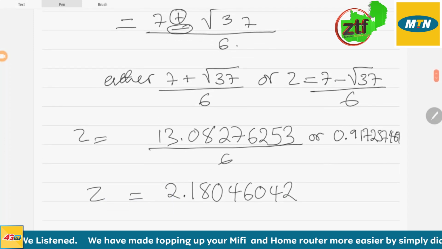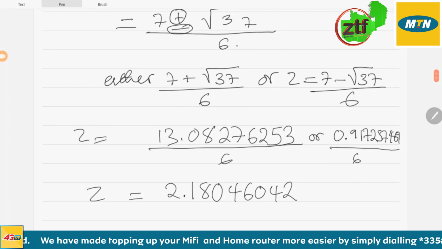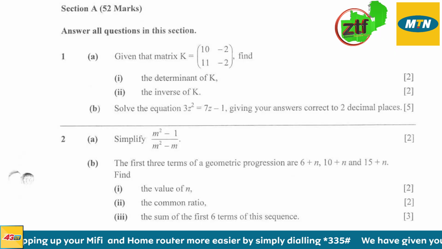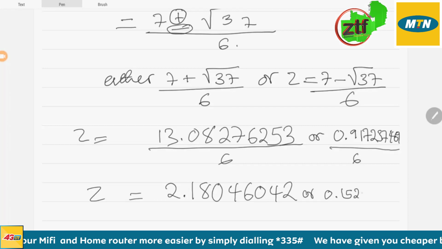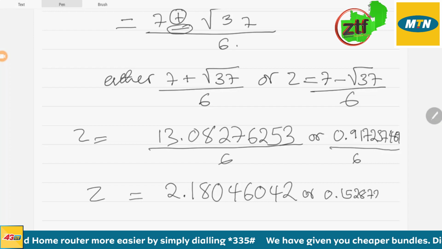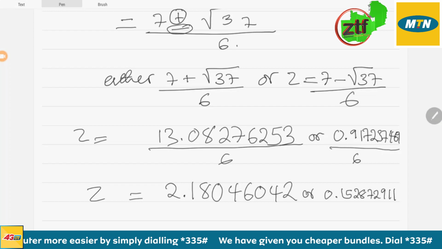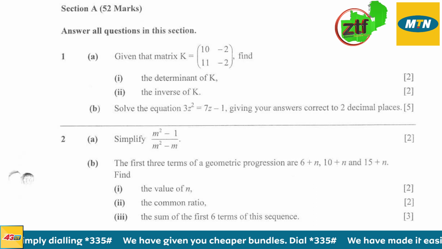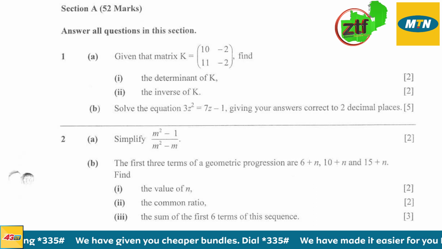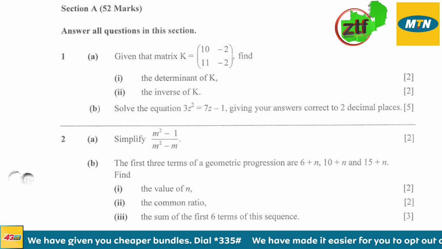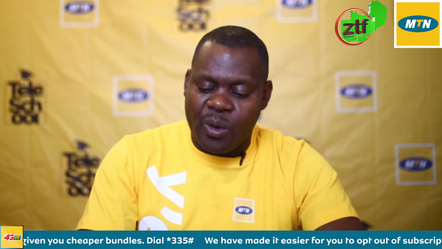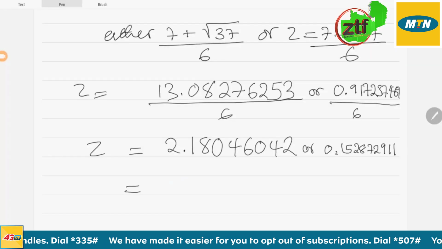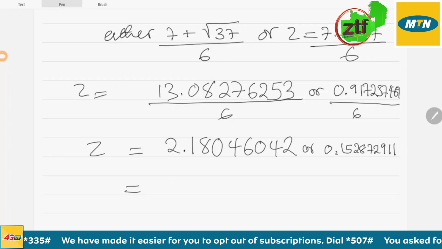Then this is going to be divided by 6 also. So now we say divided by 6, we are going to have 0.152872911. Now when we get back to the question, it states, solve the equation 3z squared equals 7z minus 1, giving your answer correct to 2 decimal places. And this is the reason why we did not round off these numbers in the initial stage. So what we are going to do now is round this off to 2 decimal places.